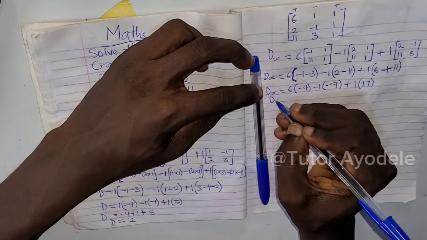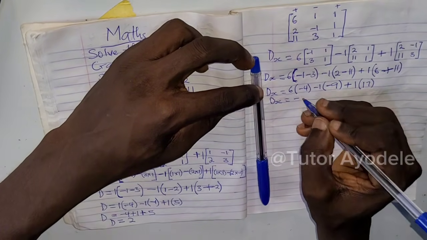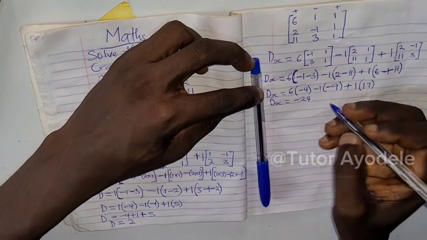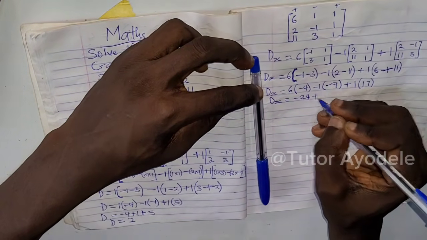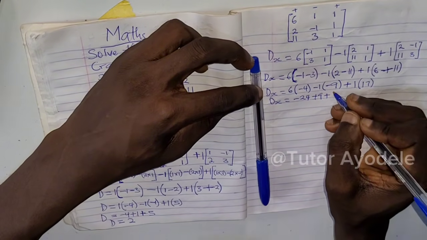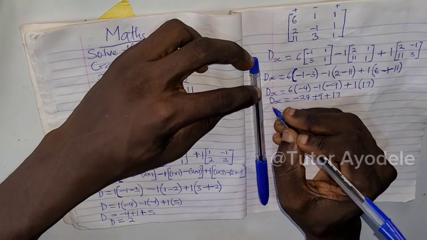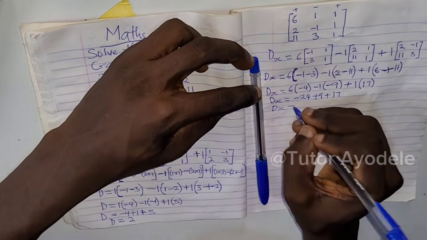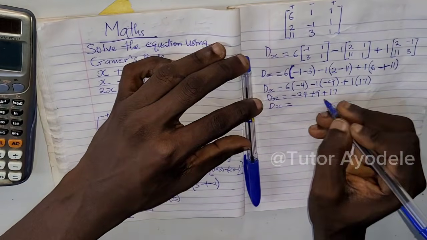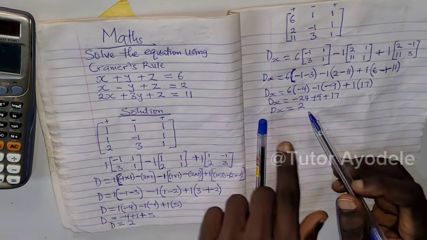So x equals 6 times minus 4, that will be minus 24. Minus 1 times minus 9 will be plus 9. And 1 times 17 is 17. So if you punch that in your calculator, it will give you 2. So the determinant of x is equal to 2.